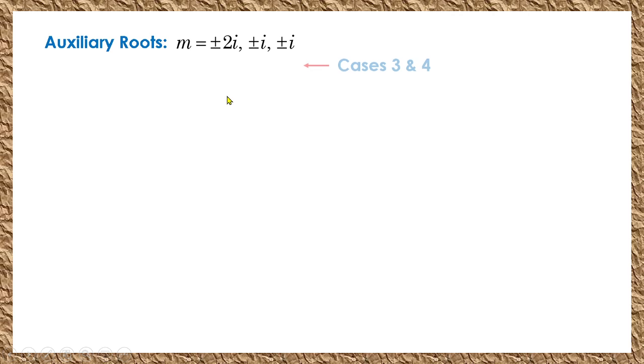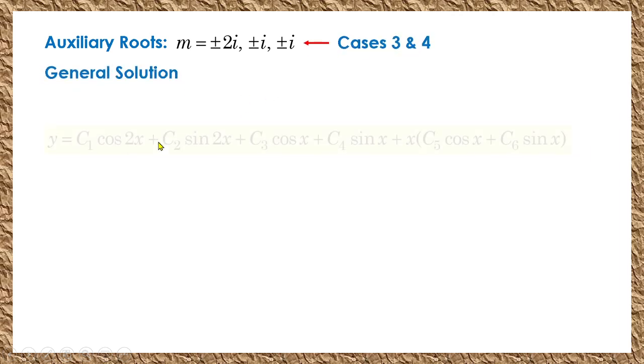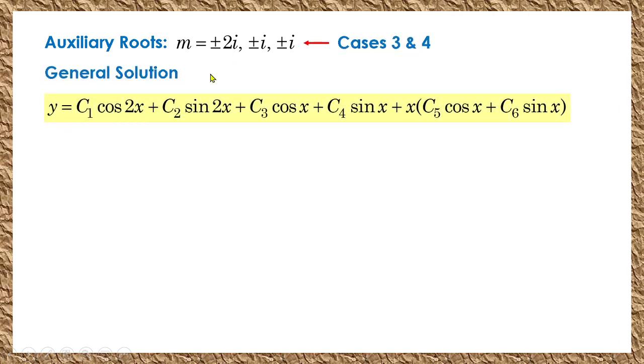So ano na ang auxiliary roots? Sa M. Remember, M ang sinusolve talaga natin. Plus or minus 2I, plus or minus I, plus or minus I. Cases 3 and 4. So, solution. Sa plus or minus 2i case 3, so C1 cosine 2x plus C2 sin 2x. Walang E kasi ang real part 0. Wala ring itong susunod na group kasi real part 0. So, C sub 3 cosine x plus C sub 4 sin x. Yung susunod may x na. Okay? Pero C5 tsaka C6 na.